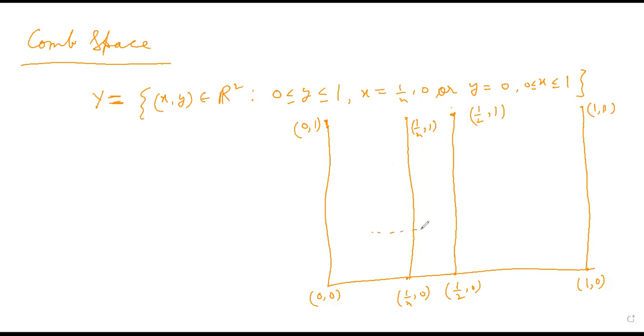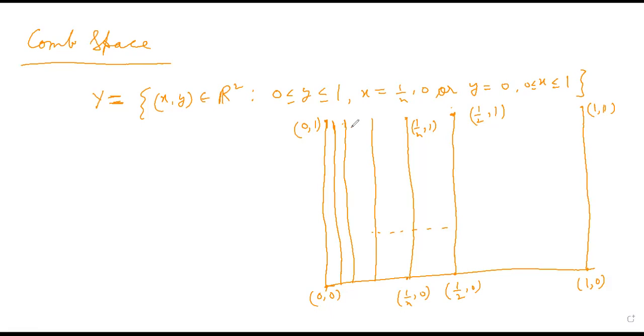Then, like this, you have this, you have this. So actually I could not draw this fully. So Y is the subspace of R2, right? Topology is the subspace topology induced from R2.